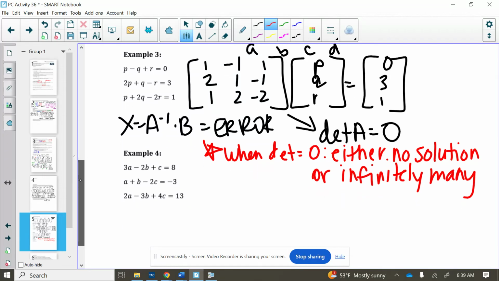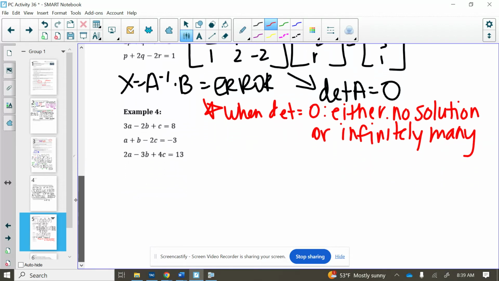All right, try example 4 on your own. See what you get as your output values for A, B, and C.